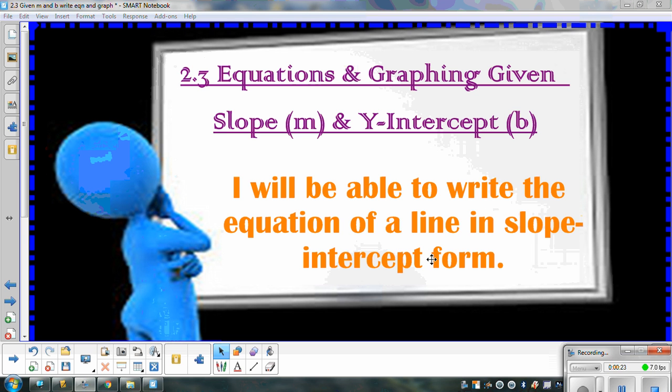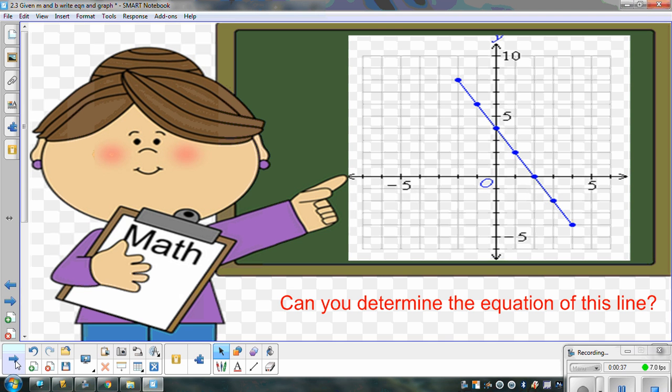in slope-intercept form. What you're going to see today is you're going to be given graphs that have already been graphed, and you need to identify the m, the slope, and the b, and simply write the equation. That's it for today. So here's the first one we want to look at. Can we determine the equation of this line? This is what your goal is to be able to do by the end of the lesson today.